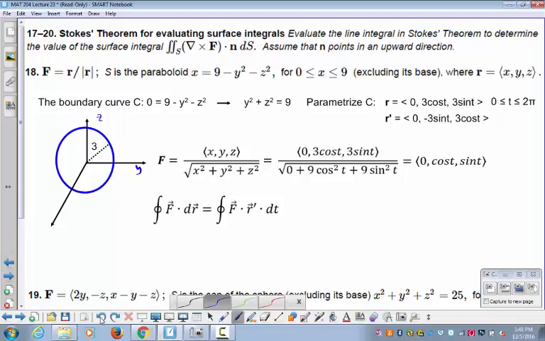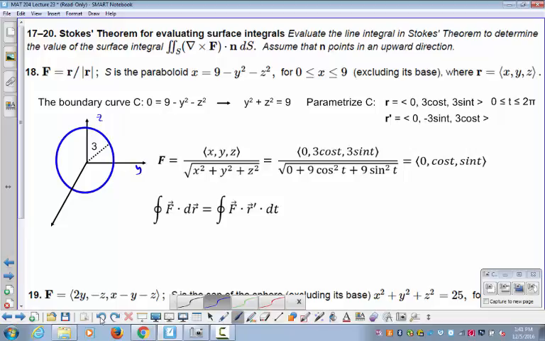It doesn't actually matter that it's a paraboloid. All we care about is that this is the boundary of the paraboloid. We're going to get the same exact answer if we had a hemisphere here, a cone, or whatever. That boundary is the only part that matters, and for the surface that has that boundary, it doesn't matter what the surface is. The boundary is all that we care about.